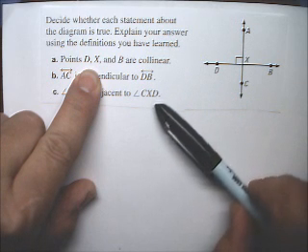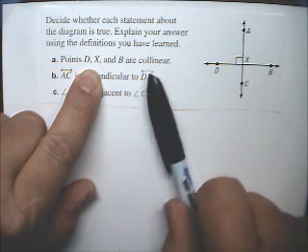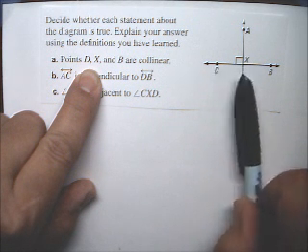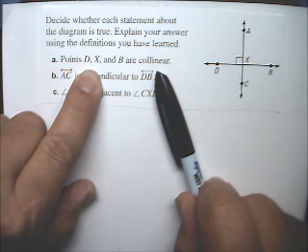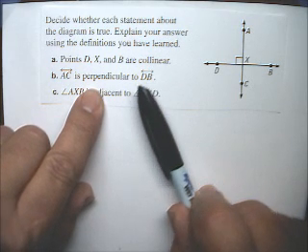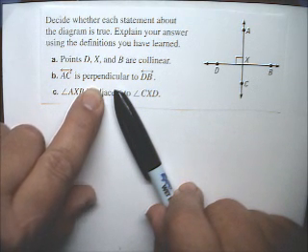So, are D, X, and B collinear? Well, collinear means on the same line. So I look at D, X, and B, and they are on the same line, so the answer is yes, they're collinear. Now, question B, perpendicular.